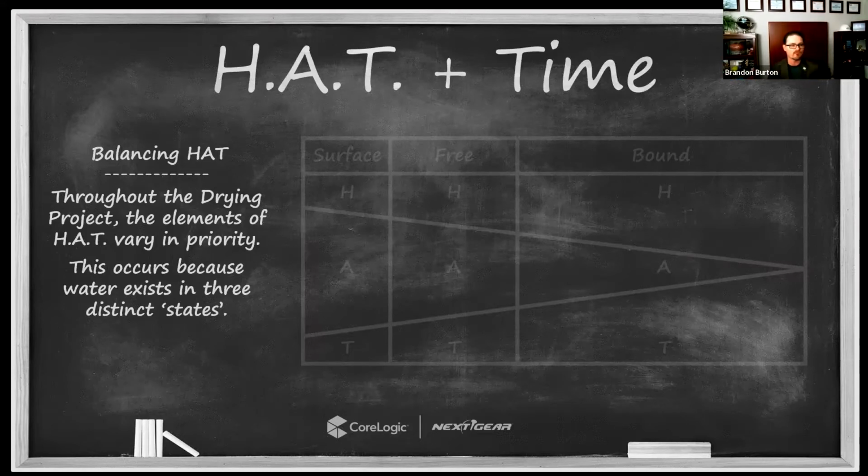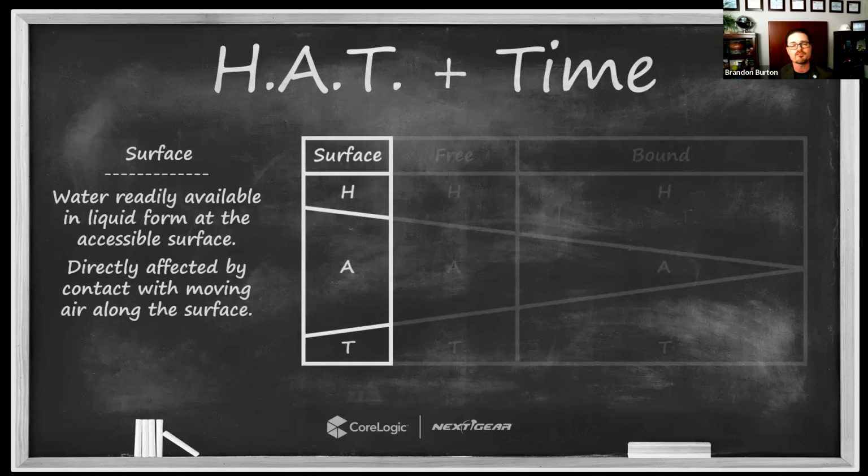Throughout the drying project, the elements of HAT vary in priority. This occurs because water exists in 3 different states. The first state of water that we address is something called surface water. Surface water is readily available in a liquid form right at the surface. It's the water that, if we were to put our hand in contact with the surface, our hand would actually become damp. That's surface water. Typically, you can see it, not always if it's a really thin film, but typically you can see it sitting right there at the surface.